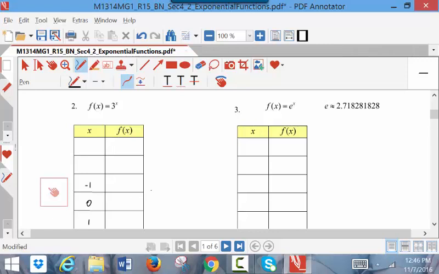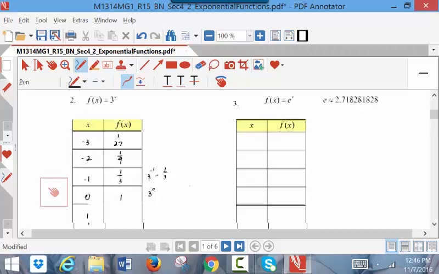So if I put 0 in here, 3 to the power of 0 equals 1. 3 to the power of -1, remember, is 1/3. And I could keep going with the negatives. 3 to the power of -2 would be 1/9. And 3 to the power of -3 would be 1/27.